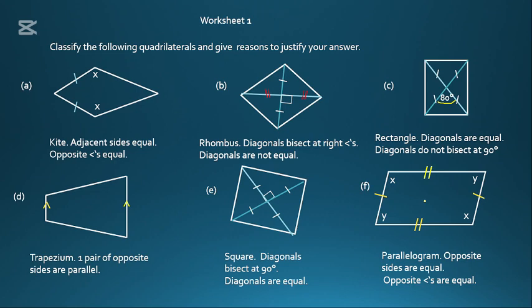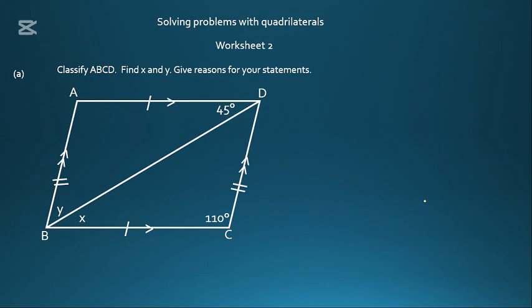We continue with worksheet 2. We are going to solve problems now with quadrilaterals. So first of all, you must classify this quadrilateral, and then you must find x and y, and you must give reasons for your statements.